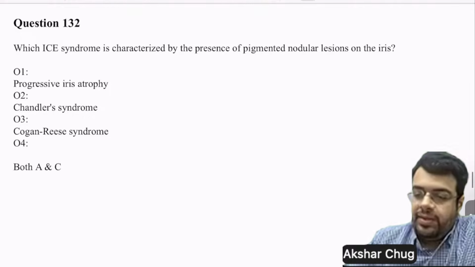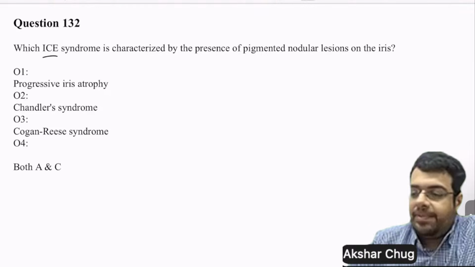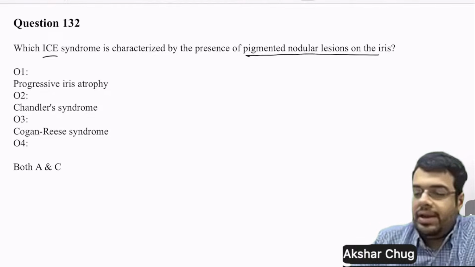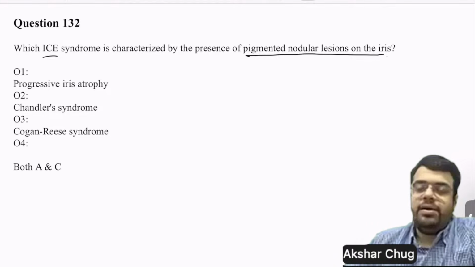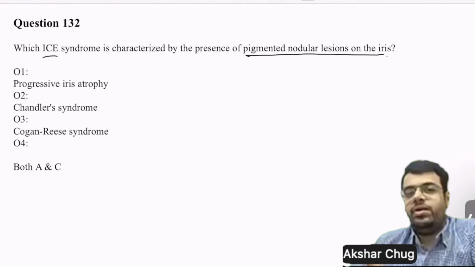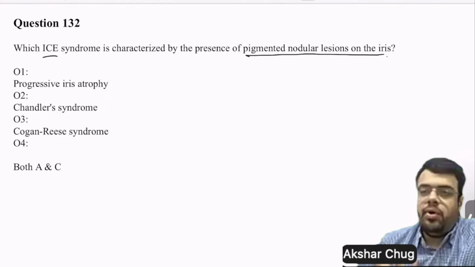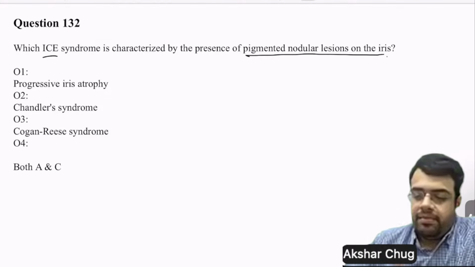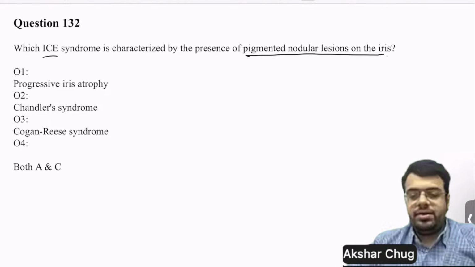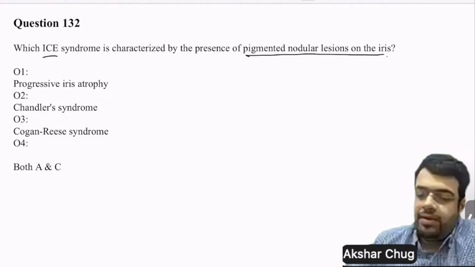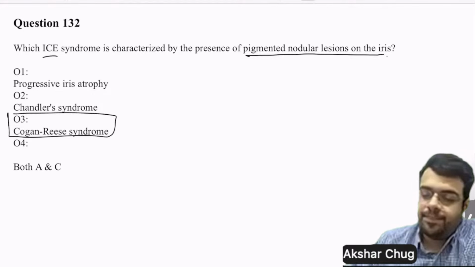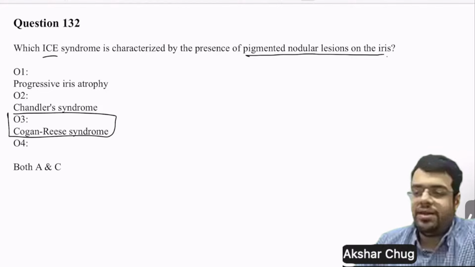Cogan syndrome is characterized by the presence of pigmented nodular lesion in the iris. Again, these types of questions are the bouncer questions. If you have not read about these questions, it's better to leave them. The fact for this question is that the eye syndrome is related with the Cogan-Reese syndrome. So there is no hi-fi concept behind this question.